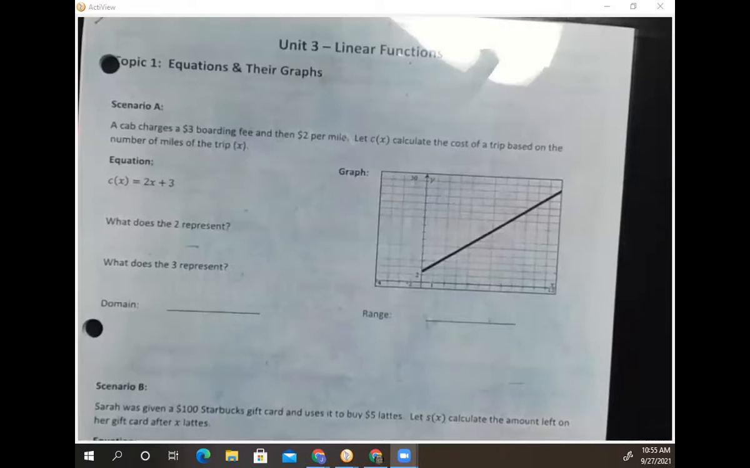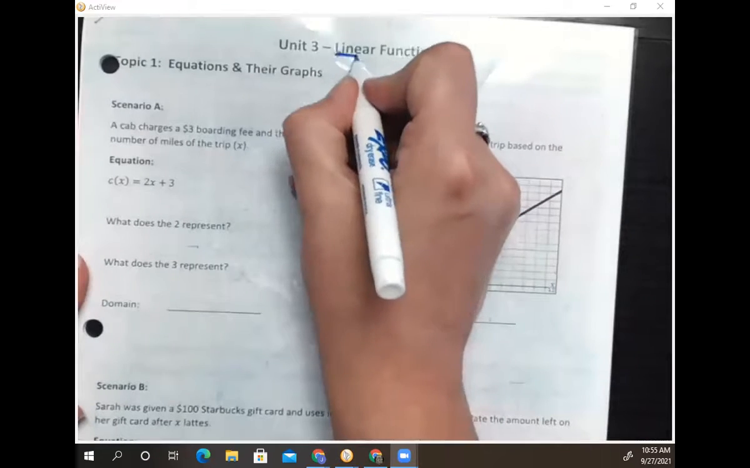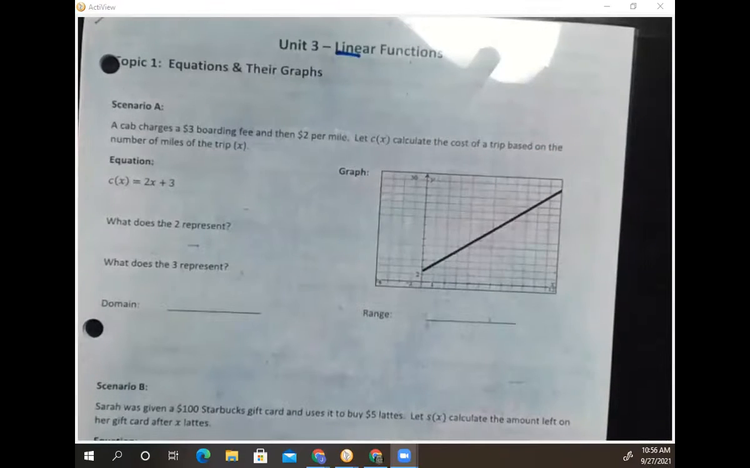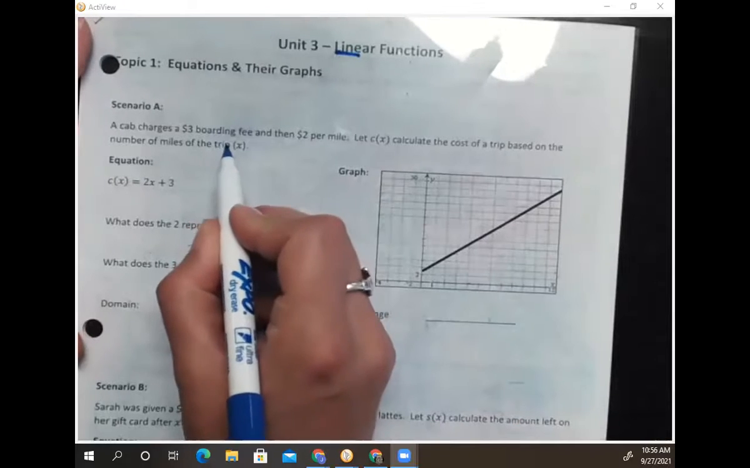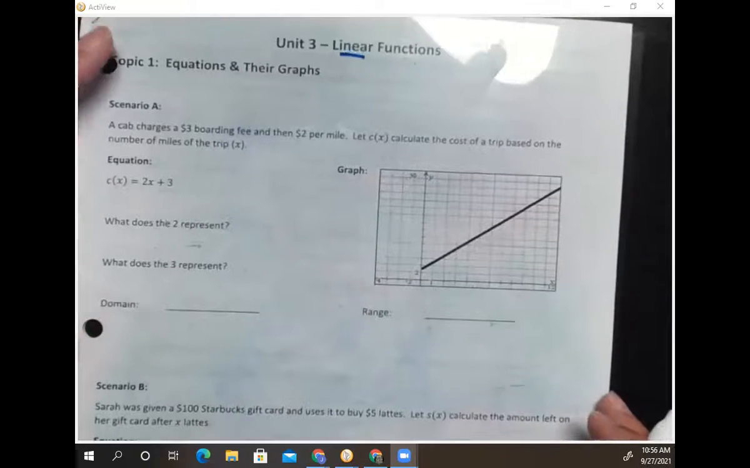So when we talk about linear functions, we're going to look at something that has a line or something that has to do with a line, okay? And the word line is in linear functions. So we're looking at lines. Let's take a look at our first scenario here. It says a cab charges a $3 boarding fee and then $2 per mile.